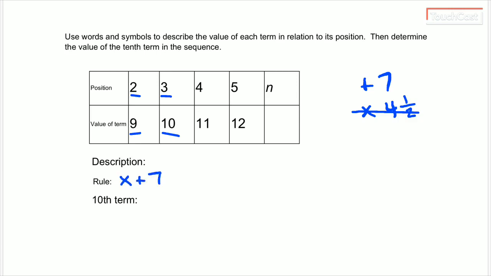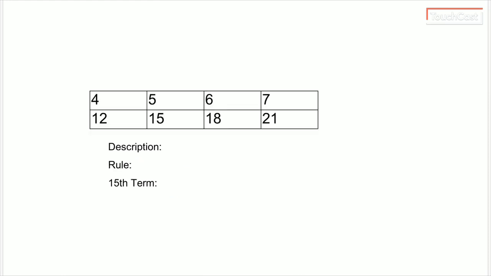I always recommend finding the rule first because it makes the description easier, because using the rule, you can describe what's happening to the position. So in this case, we are adding 7 to the position. That would be our description. The 10th term is when we plug in a 10 for x. So 10 plus 7 is 17, so 17 is the 10th term in this sequence.